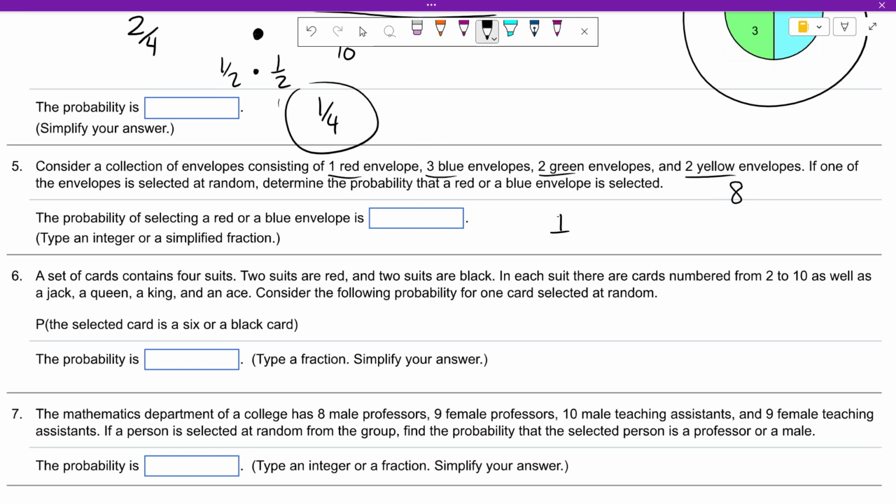So red, you've got a 1 out of 8 chance. Blue, you've got a 3 out of 8 chance. So that's 4 out of 8, which is half the time you'll either draw a red or a blue.